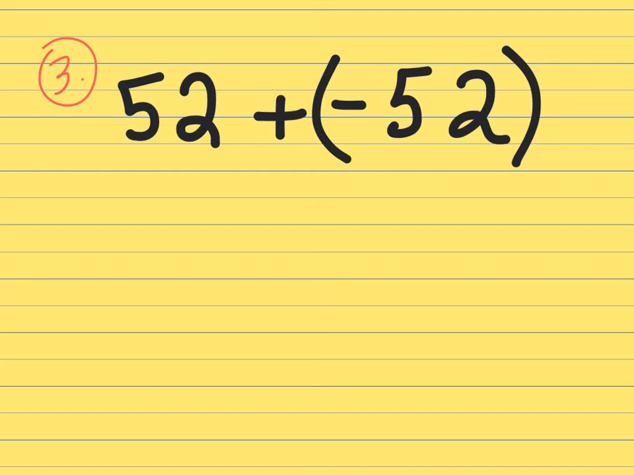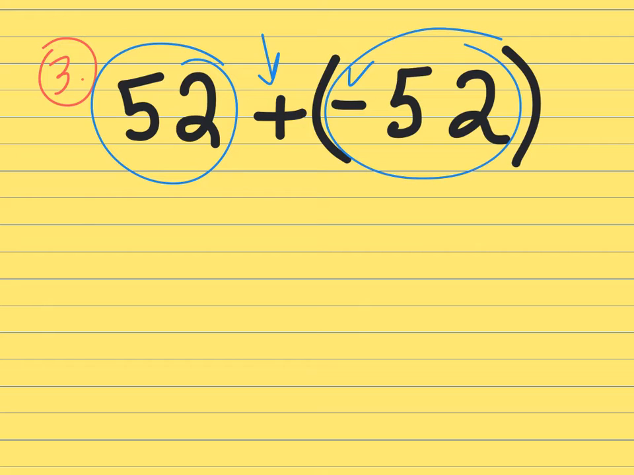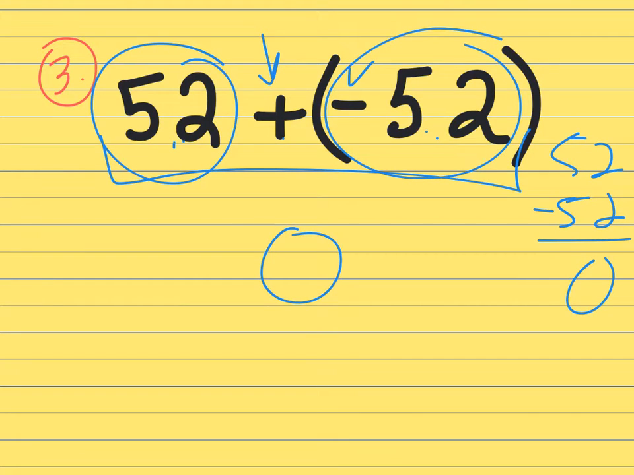What kind of problem is this? Well, it's addition with integers, but I do notice that they have different signs or opposite signs. I have a 52 and a negative 52. And if I put those together, they're opposites. Positive 52 plus a negative 52. Well, since there's different signs, I will subtract them. 52 minus 52 is 0. They cancel each other out, so the answer to this problem is 0.